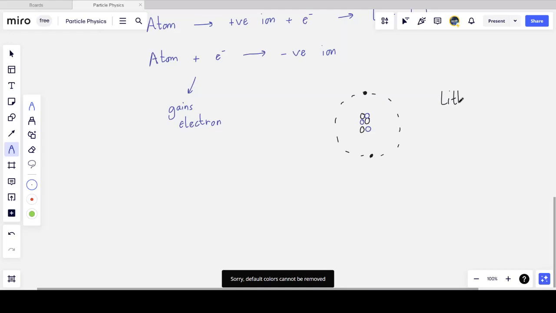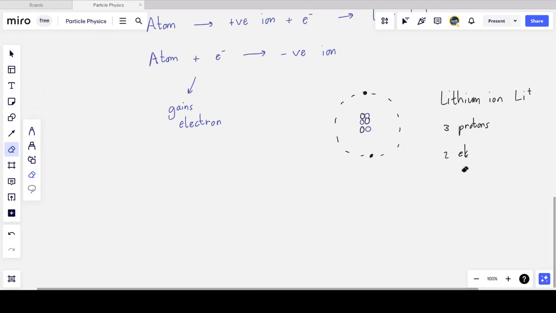So this is called the lithium ion, and because of chemistry we won't discuss, this is a positive ion. It prefers to be a positive ion. It prefers to give away one of its electrons. And so what I'm left with is 3 protons and 2 electrons. So we can see there's an imbalance of charged particles in this atom.